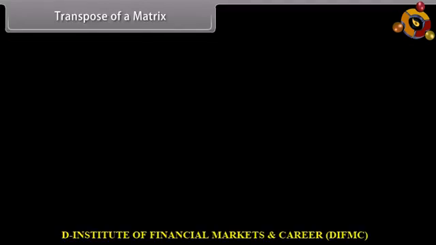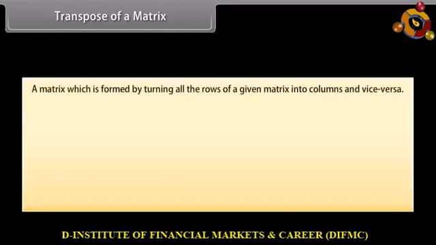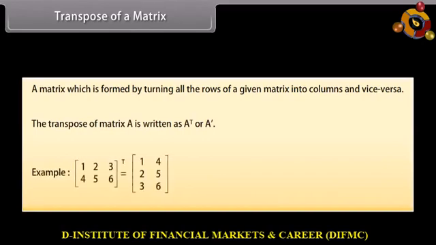Transpose of a matrix. A matrix which is formed by turning all the rows of a given matrix into columns and vice versa. The transpose of matrix A can be written as, for example, the transpose of the matrix with first row 1, 2, 3 and second row 4, 5, 6 is the matrix with first row 1, 4, second row 2, 5, third row 3, 6.